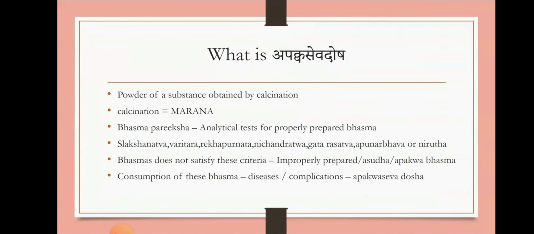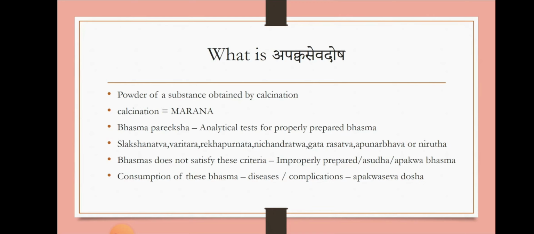According to APA, Bhasma is defined as a powder or substance obtained by calcination. A properly prepared Bhasma should satisfy all the Bhasma Pariksha criteria like Slakshnatva, Nishchandratva, Rekhapurnatva, Varitaratva, Apunarbhava, and Nirutha. If the Bhasma does not satisfy these criteria, those Bhasmas are known as improperly prepared Bhasma or Apakwa Bhasma.